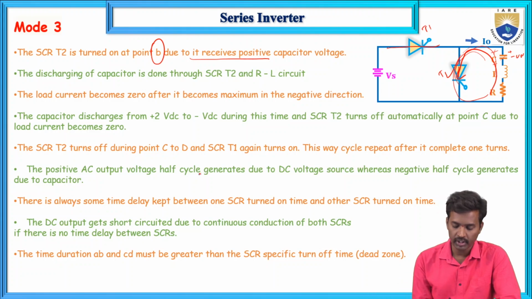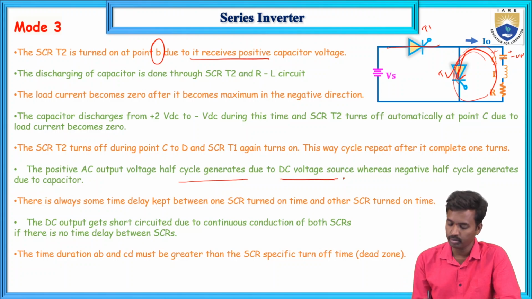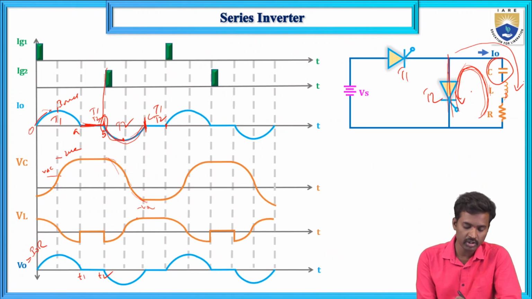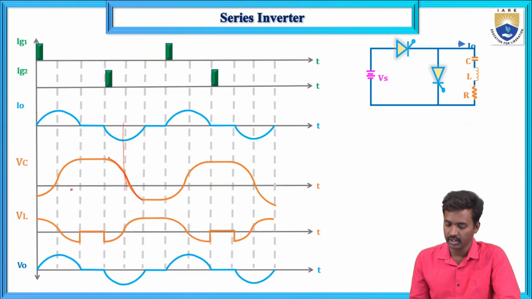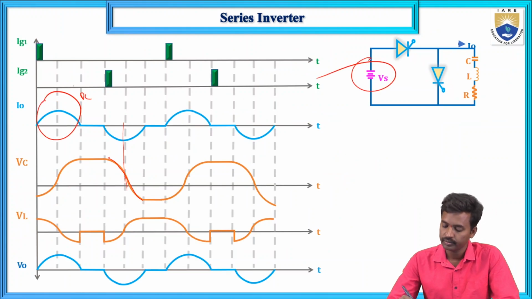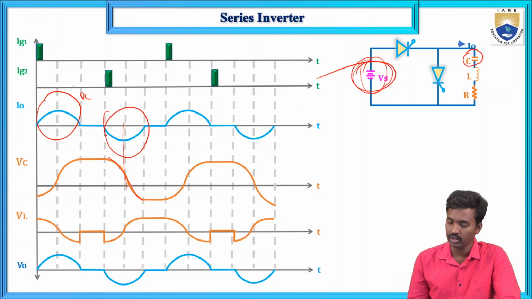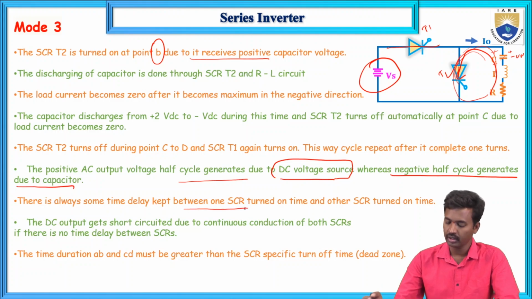And the AC output voltage's first half cycle is generated due to DC voltage. This point is important. Due to the DC voltage, the first half cycle will be generated, and due to the capacitor, the second negative half cycle will be generated. So this first half cycle is because of this battery, the supply voltage and DC voltage, and because of this capacitor, this negative voltage is generated. A time delay is always kept between the SCR turn on and the other turn on.